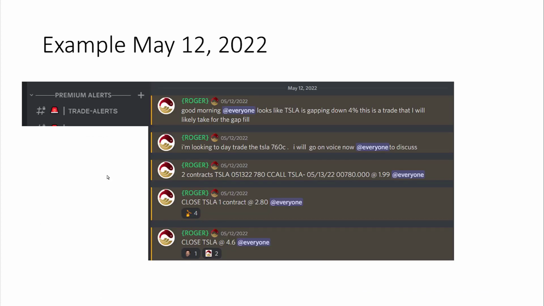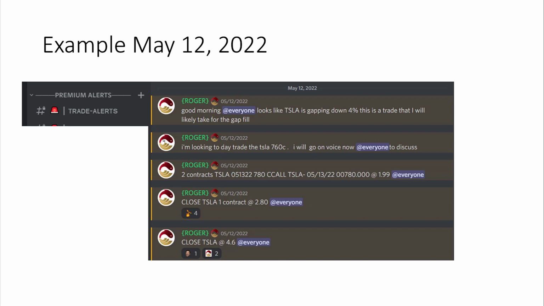So here's an example in the trade alert on May 12th, where I wake up and I look at Tesla, which was gapping down, I think 4.5%. And I specifically just said, okay, this is the trade that I'll be taking for a gap fill up. And then, unfortunately, there's no timestamp. But obviously, if I said good morning before the market's opening, that's before the opening bell.